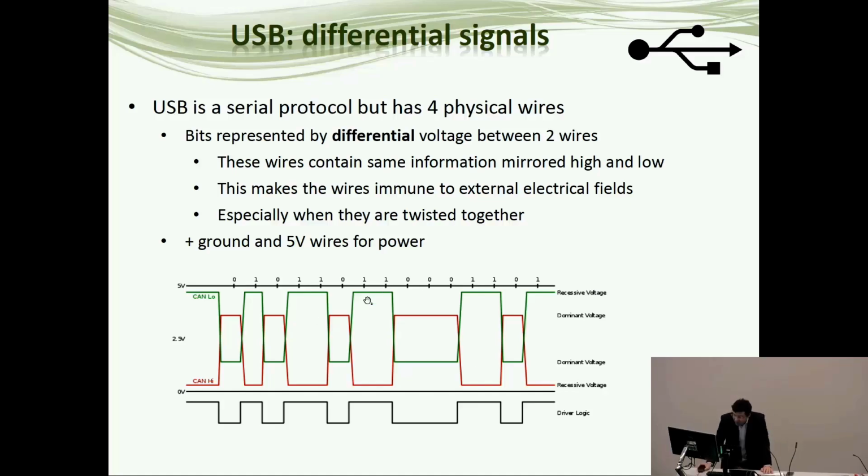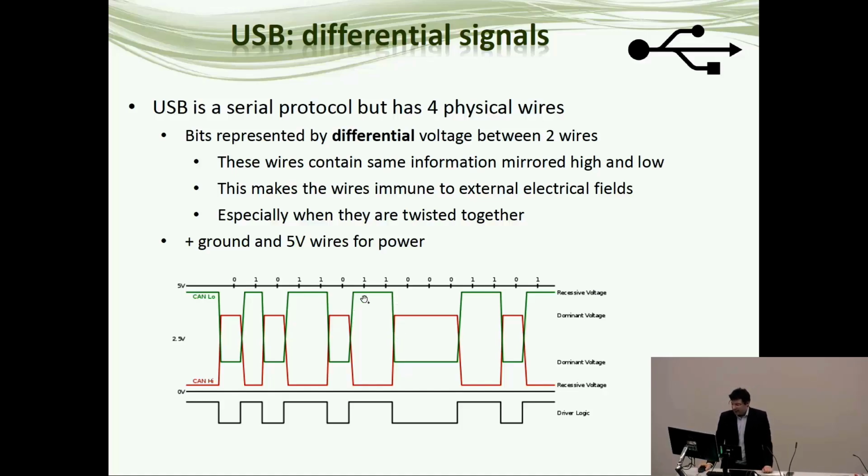So USB is using a system called differential voltages to represent its signals. These two wires in the center, they both send the same information, but they send it by flipping the direction of the voltage. So when we send a 1, this line goes up and the other line goes down. When we send a 0, this line goes down and this line goes up. But they both move together. They're equal and opposite directions.